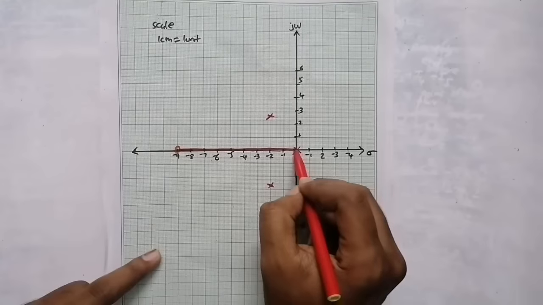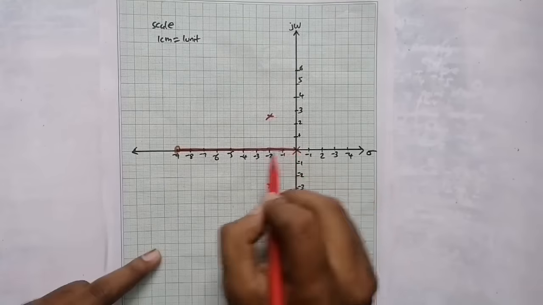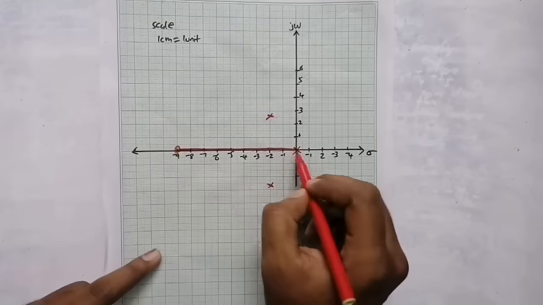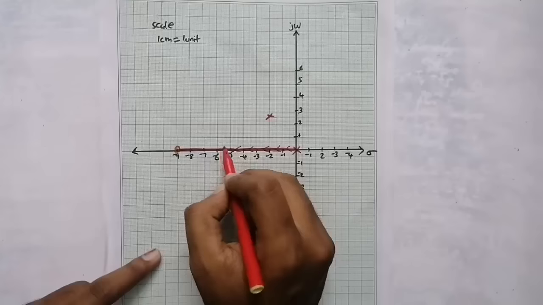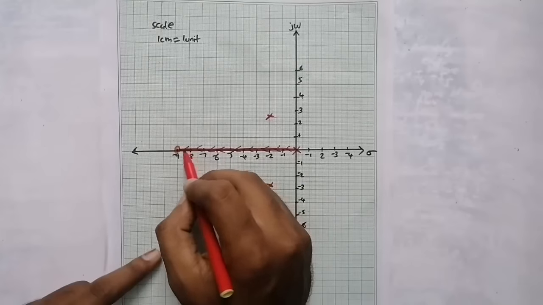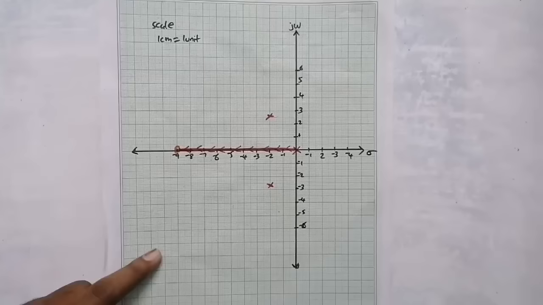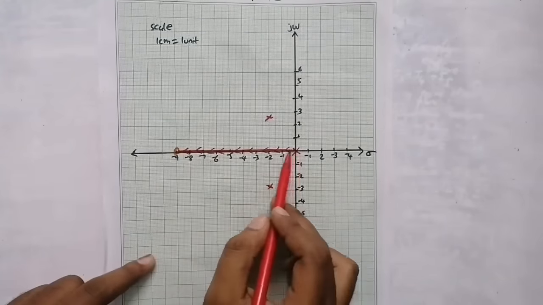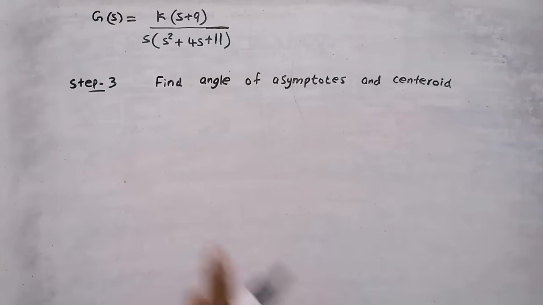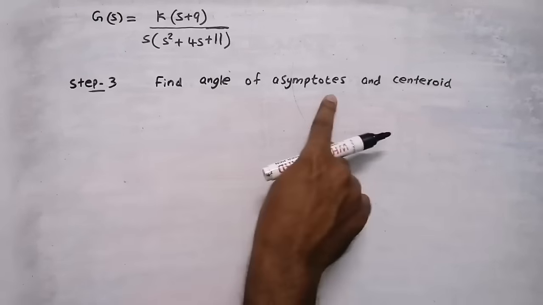Then we know that from poles the root locus is starting, and at zero the root locus will end. So from poles the root locus will start. The root locus will start from a pole and it will end at either a zero or at infinity. So by using test point, we found root locus on the real axis. In step number 3, we need to find angle of asymptotes and centroid.